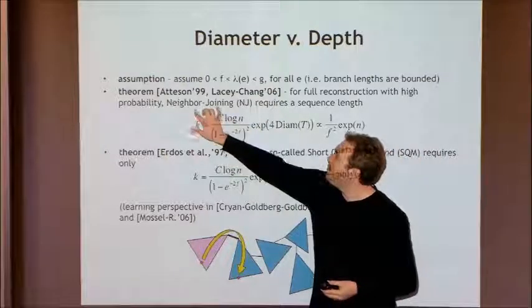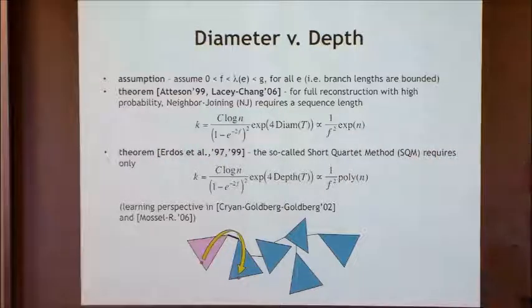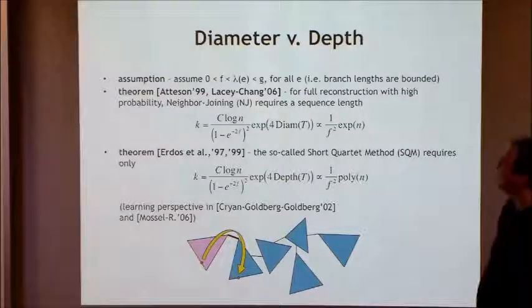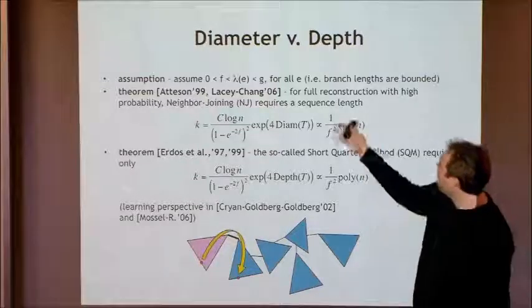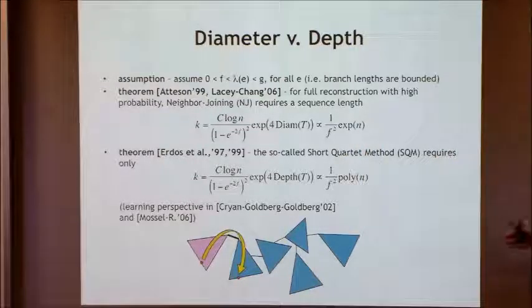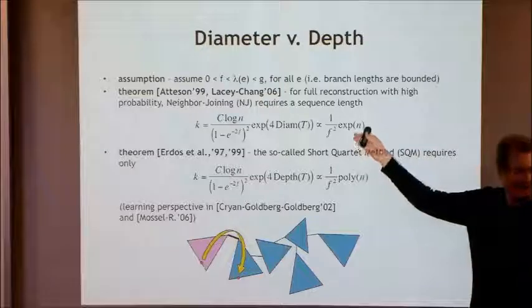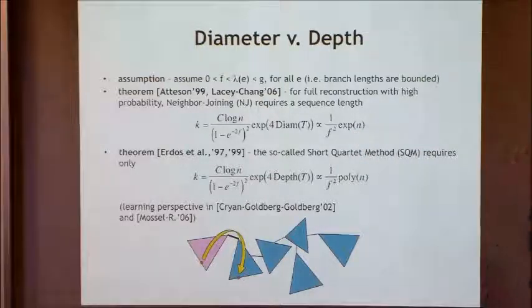One of the most popular, better known methods is neighbor joining. It's sort of a version of this clustering kind of idea that works for the additive case. And indeed, for trees of this type, it was shown that you need a really gigantic amount of data in order to get the correct reconstruction with high probability.